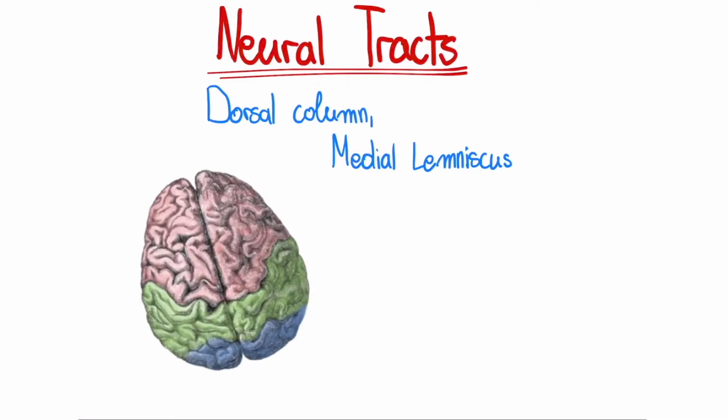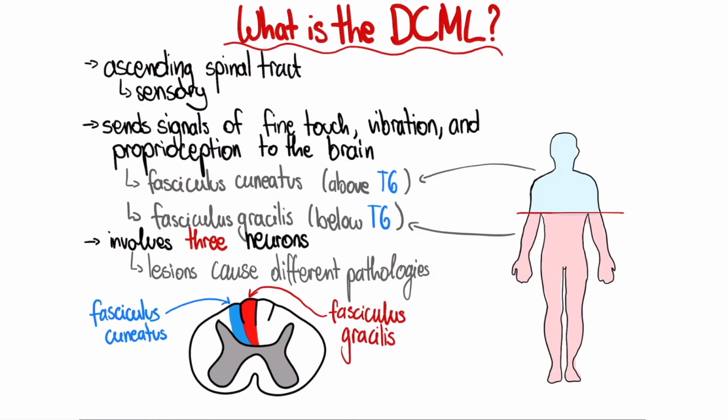In today's video, as part of our series on neuroanatomy, we'll be discussing the dorsal column medial lemniscus tract, also known as the DCML tract. So what is the DCML? Well, it is one of the ascending spinal tracts, meaning it takes sensory signals from the peripherals to the brain. The DCML is the tract responsible for the sensations of fine touch, vibration, and proprioception. Proprioception is the position of the body and limbs in space.